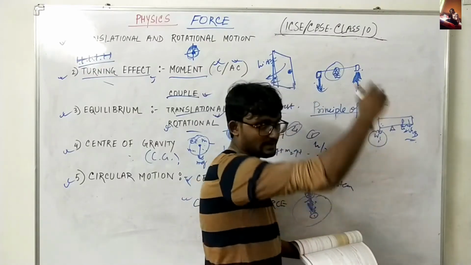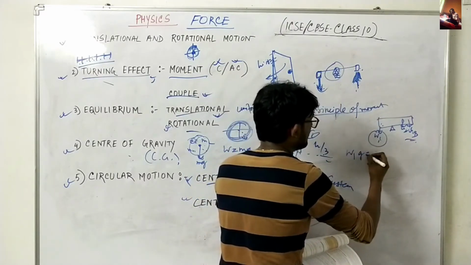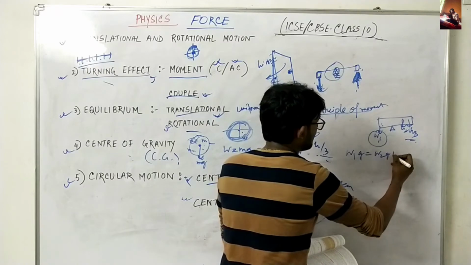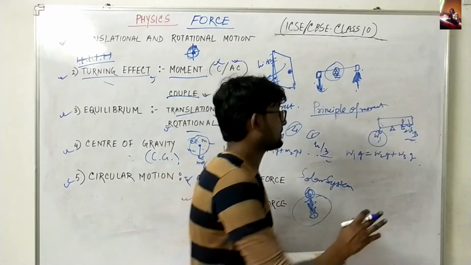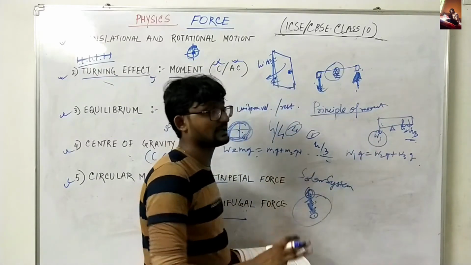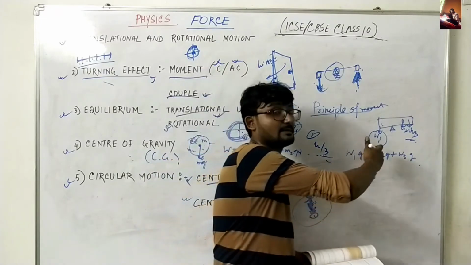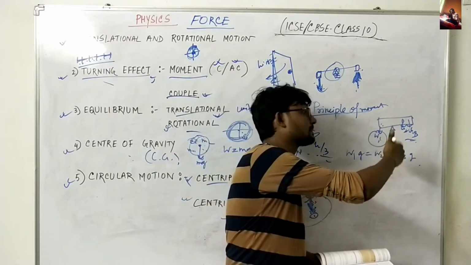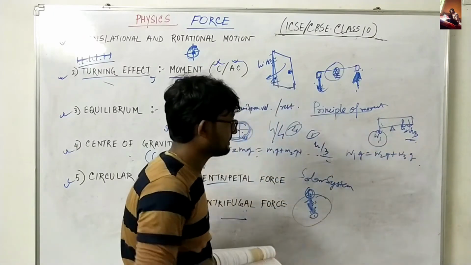So for the clockwise and anti-clockwise moments, W1 g will be equal to W2 g plus W3 g. Alright, you guys get it? Because it is in equilibrium. The principle of moments applies when the body is in equilibrium. Equilibrium means whatever the moment is on the left side will be equal to that on the right side, or vice versa. So this is basically the principle of moments.